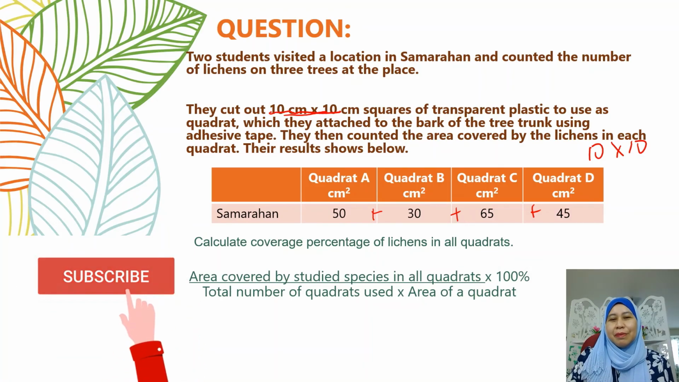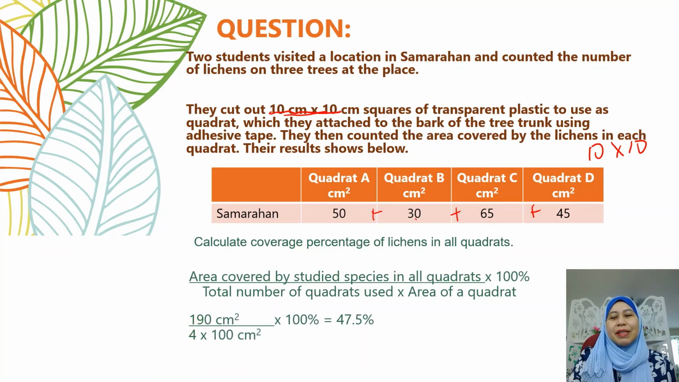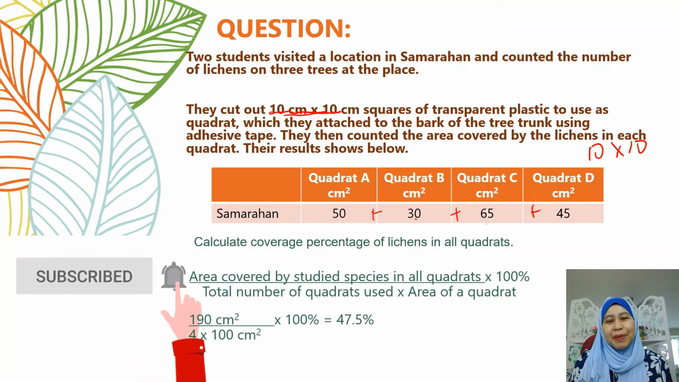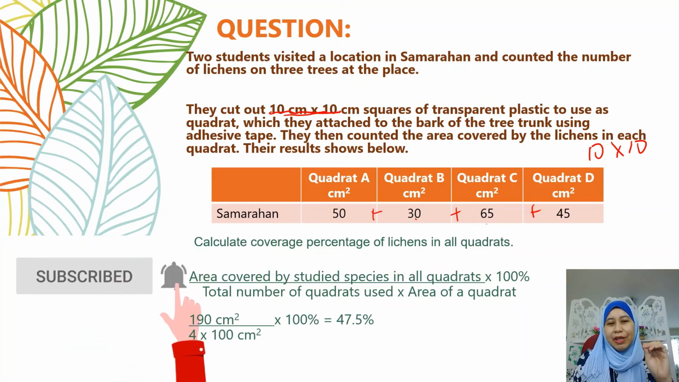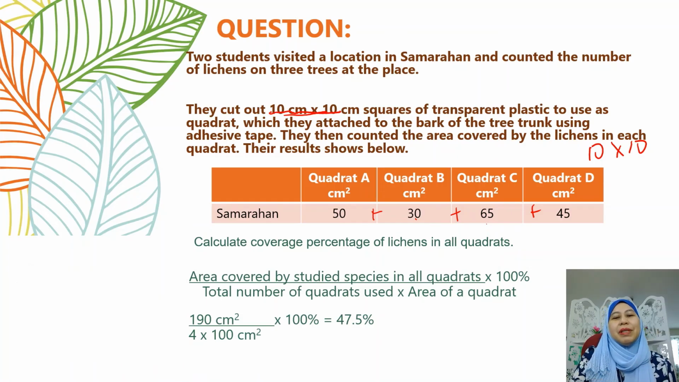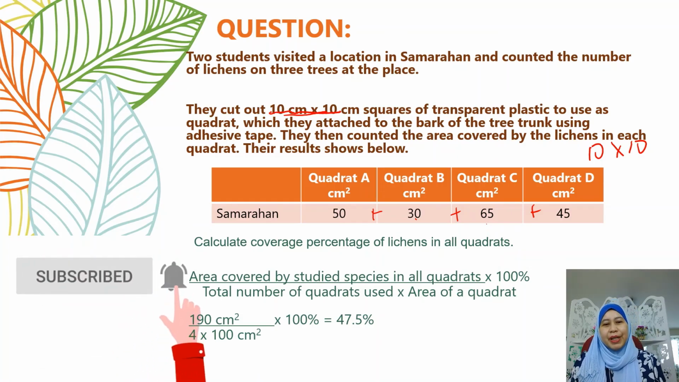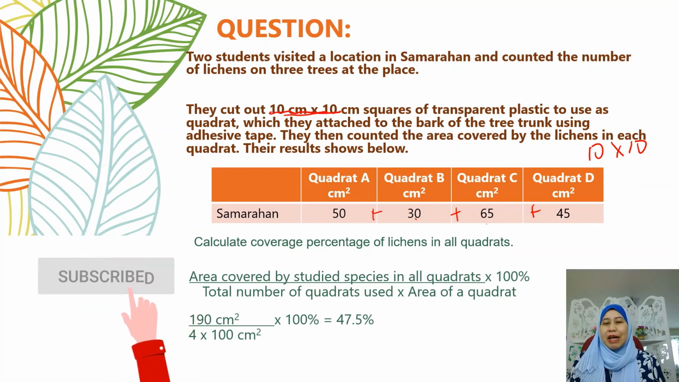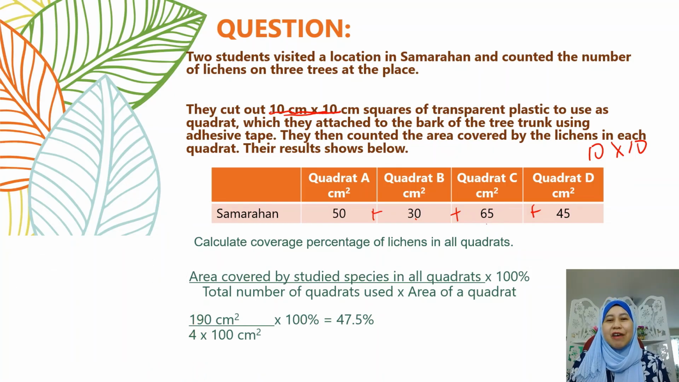Okay, so put in the formula. So if we count 50 plus 30 plus 65 plus 45, we have 190 centimeter square, divided with the number of quadrats used, that is 4, times the area of a quadrat, that will be 10 times 10, that is 100 centimeter square. Okay, and then times 100 because it is the coverage percentage. Punch into your calculator and you get 47.5%.